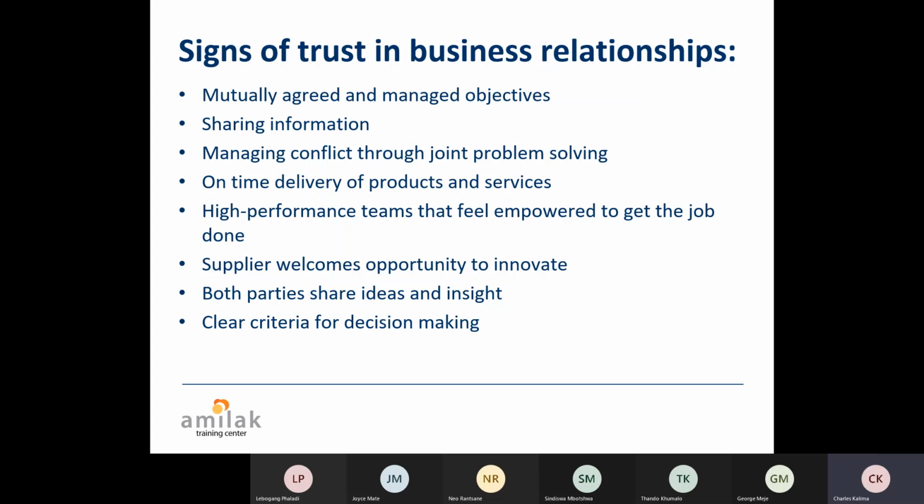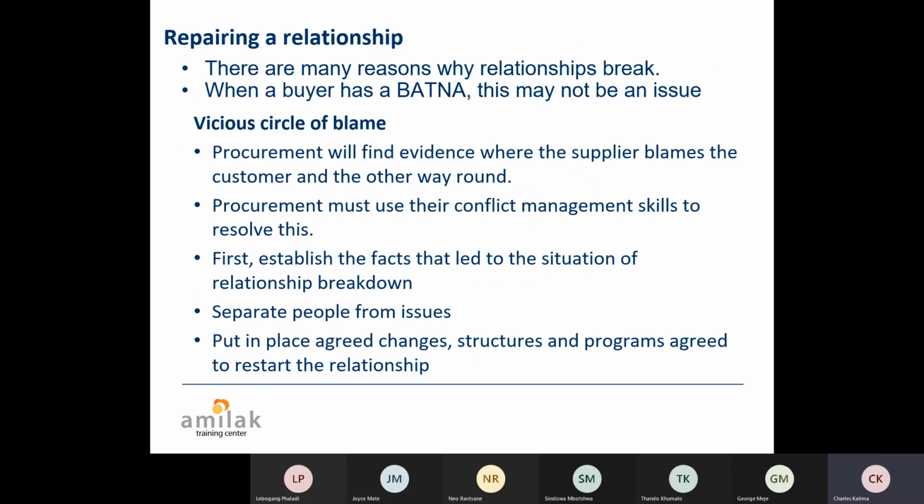All right. High performance teams that feel empowered to get the job done. Now, this is how trust is built. Suppliers welcome opportunities to innovate. Both parties share ideas and insight. Clear criteria for decision making. It helps you to build trust. Finally, there are many reasons why relationships break.